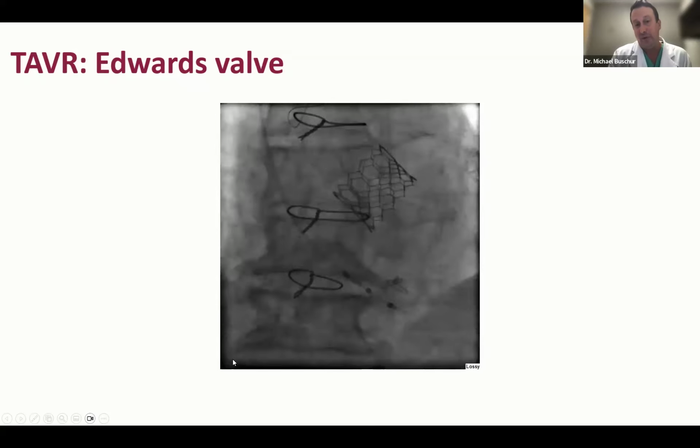And this is what it looks like afterward, a fully expanded valve right in the position where we need it to be.